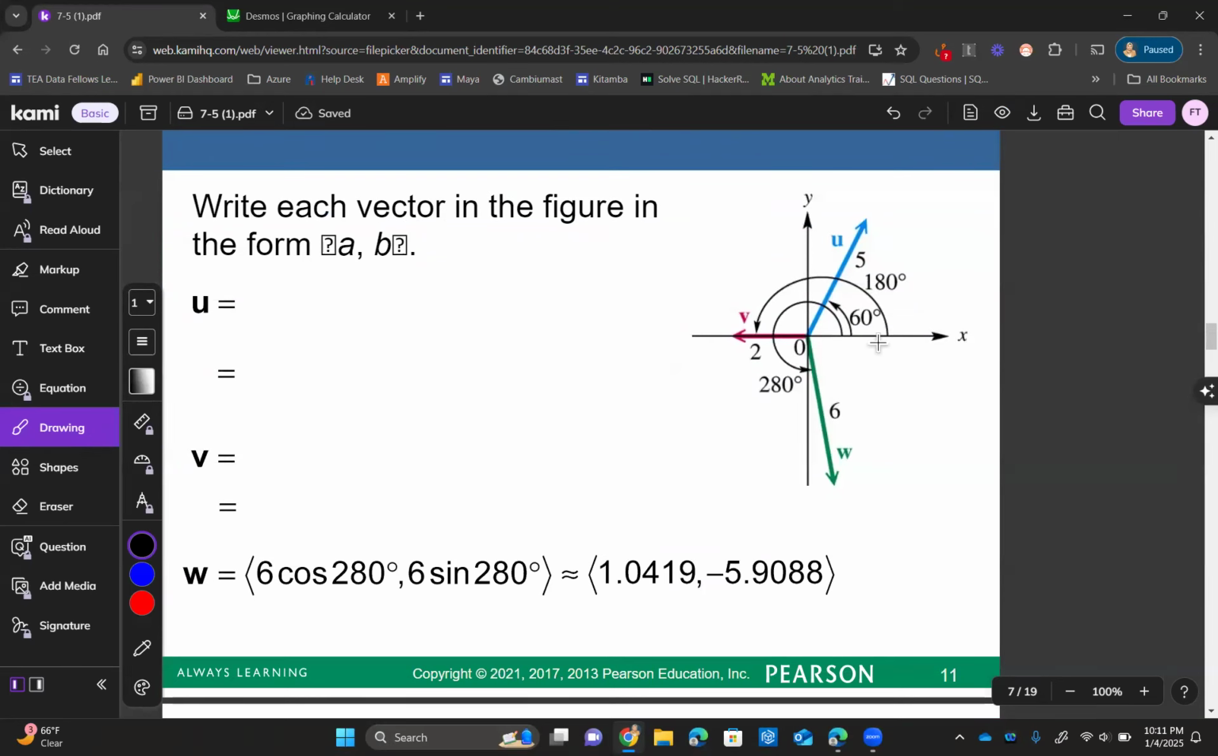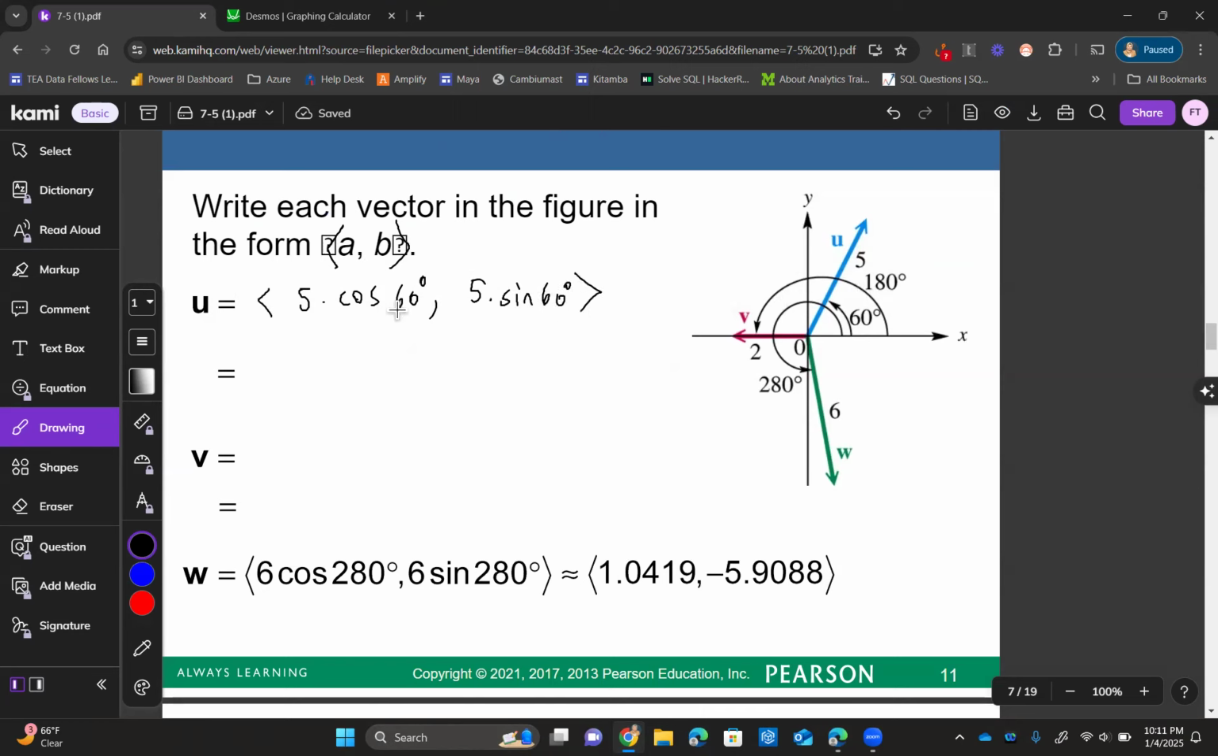It says that for each vector we see in the shape, we're gonna write the vector in the form of a comma b. For vector u, this blue vector, its magnitude is given as 5, and the angle vector u makes with the x-axis is 60 degrees. So for u, we know that its horizontal component is 5 times cosine of 60 degrees, and its vertical component is 5 times sine of 60 degrees.